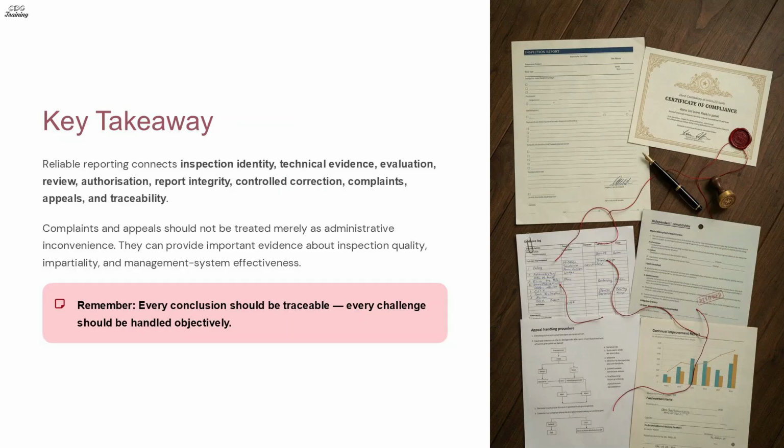Reliable reporting connects inspection integrity, evidence, and traceability. Complaints and appeals provide insights into system effectiveness.